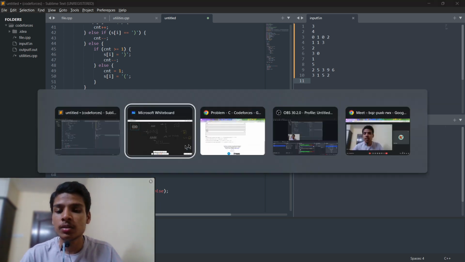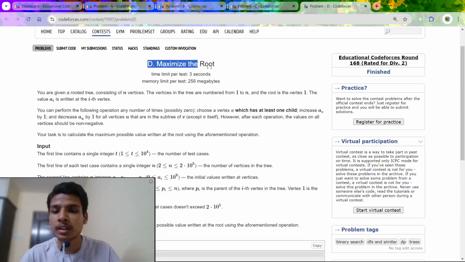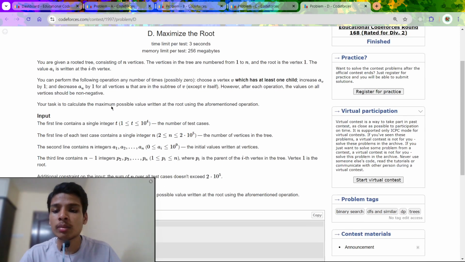Let's now discuss problem D. That is very much interesting also. That is Maximize Root. So in this question, you will be given a rooted tree, and the root is always 1. You can perform one operation any number of times in the given tree. And what is that operation?